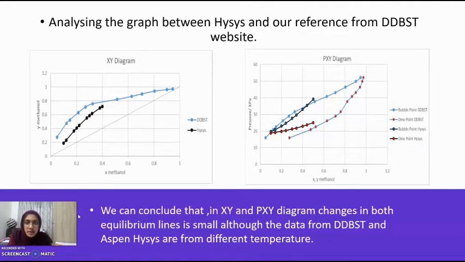After analyzing the graphs from HYSYS and our reference from the DDBST website, we can conclude that in the PXY and XY diagrams, the changes in both equilibrium lines are small, although the data from the DDBST website and HYSYS are from different temperatures.